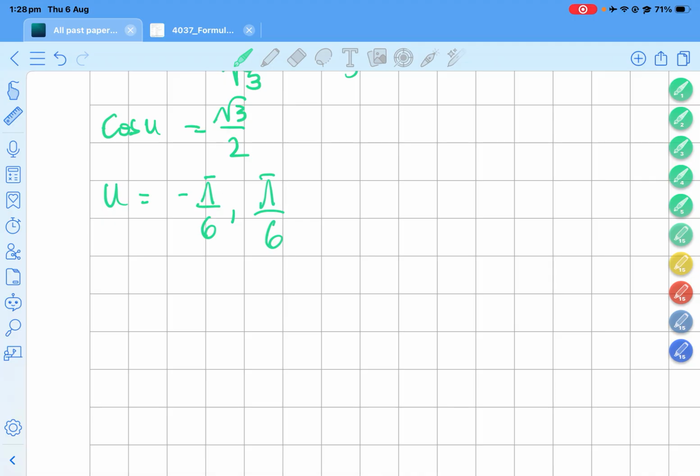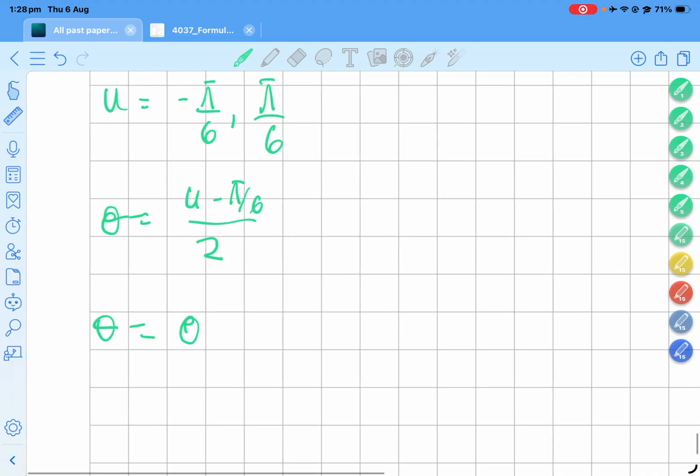So now we have to formulate a formula for theta. Theta must be u minus pi by 6 over 2. So for the pi by 6, pi by 6 minus pi by 6 is 0. And then for minus, we get minus pi by 3. And then once you do that, you get minus pi by 6.